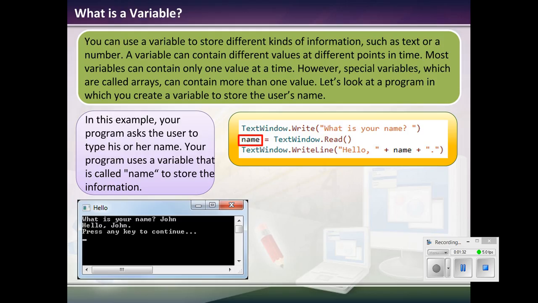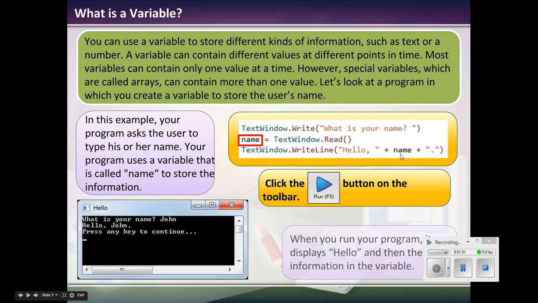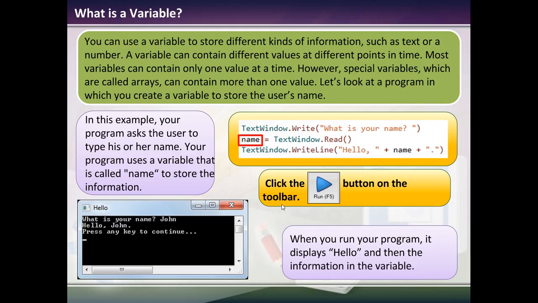So in this example, your program asks the user to type in his or her name. Your program uses the variable that is called name to store the information. Once you hit enter, it will go ahead and print the next line, which is TextWindow.WriteLine("Hello " + name + "."). So this is what it looks like on the screen. And when you're done writing the program, if you click run, this is what will happen. Okay, and we'll go through that in a second.